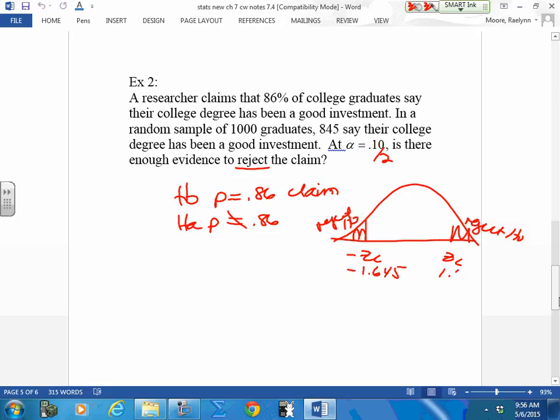Negative 1.645 and positive 1.645. Did you cut your tail in half? Inverse norm divide by 2? Who said 1.28? Did you cut it in half? Okay, and this is failed to reject.